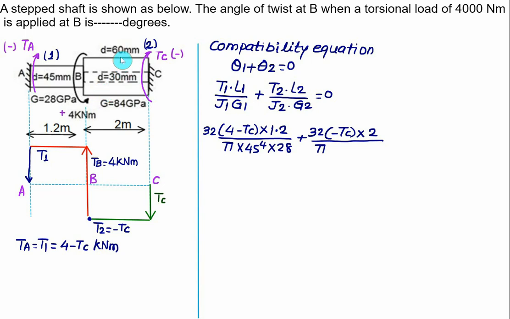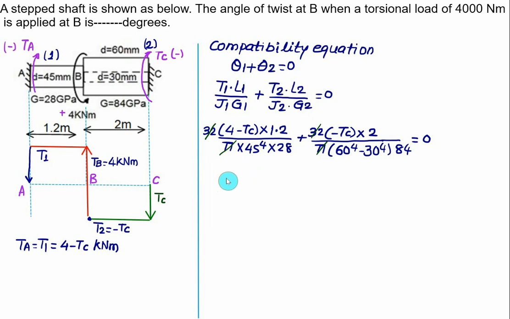Now this time it's a hollow shaft. So we have outside diameter equal to 60 to the power 4. Inside diameter is 30 to the power 4. And the G value for shaft 2 is 84 gigapascal. So this is giga and this one is giga. So this will get cancelled on both sides. So right hand side will be equal to 0. Now 32 and pi will get cancelled.